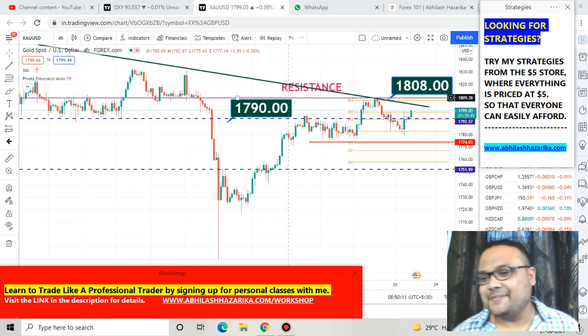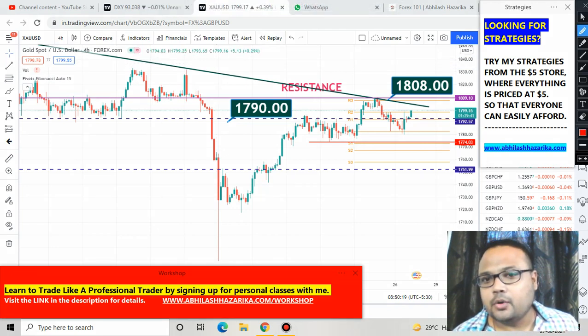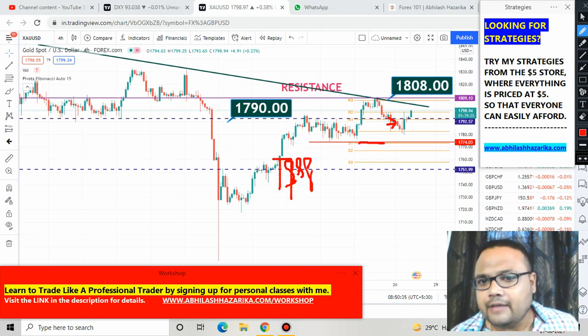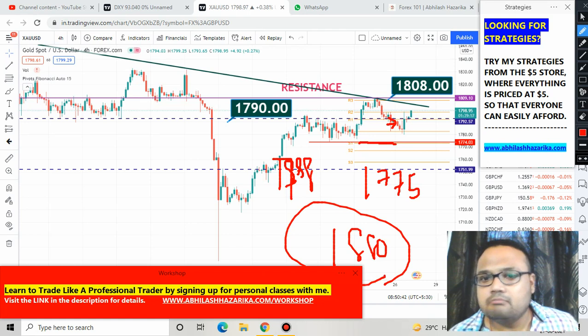So let's get started. This is the 4 hour chart of gold USD in front of us right now. Yesterday, when we were talking about gold, I recommended a sell. I told you that you can go for a sell at this particular level when gold was at 1788, and we were hoping that gold would reach the level of 1775, but we saw that gold reversed from 1780. So instead of coming down to the next support level, gold just reversed.